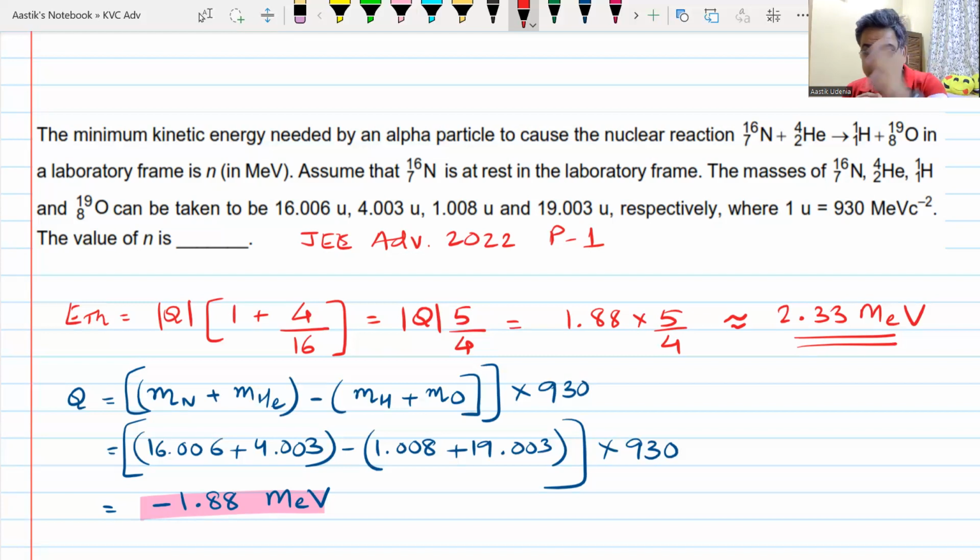You'll have to add and subtract the atomic masses in AMUs, then multiply by 930, and then again divide and multiply. If you're not sure about your calculation, or if you think you can make a mistake here, there are no options given here. Even if you know this question, you can skip it in the first attempt, and when you get time, you can come back and solve this type of question. I hope you have understood this. I'll give you 2 minutes to note this down.